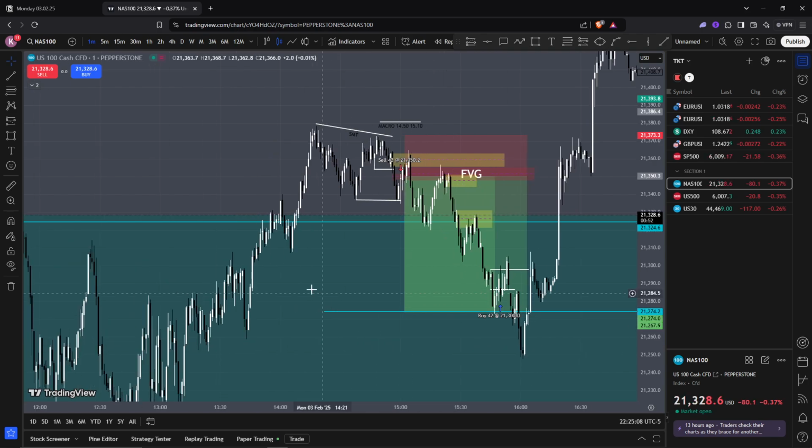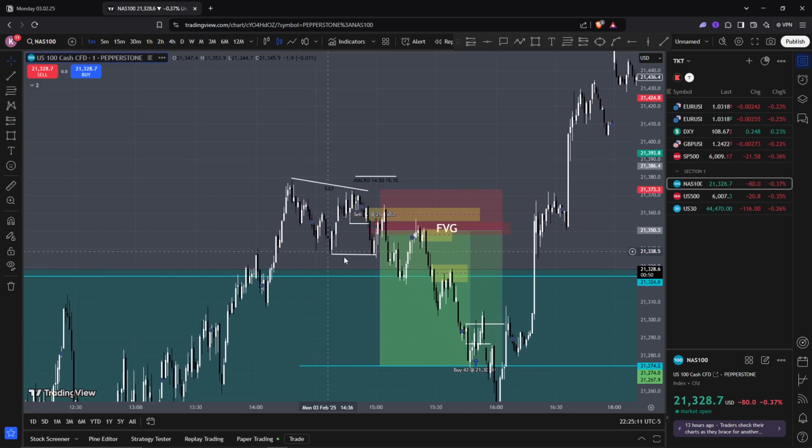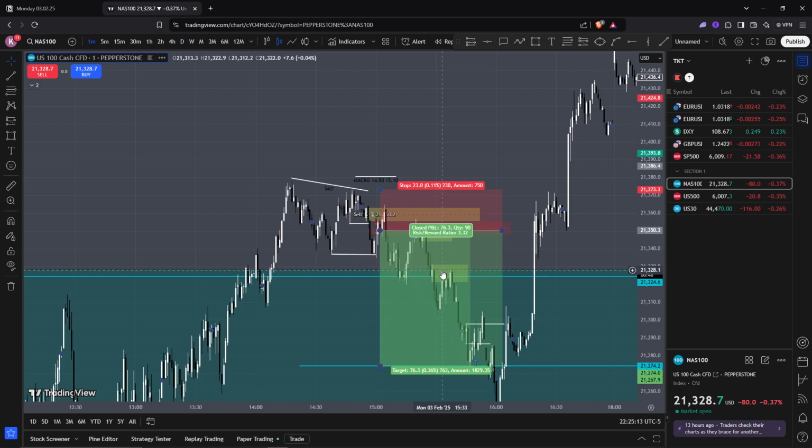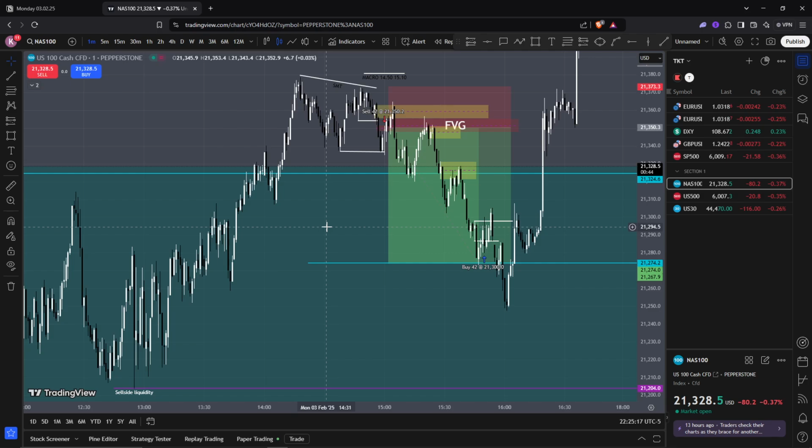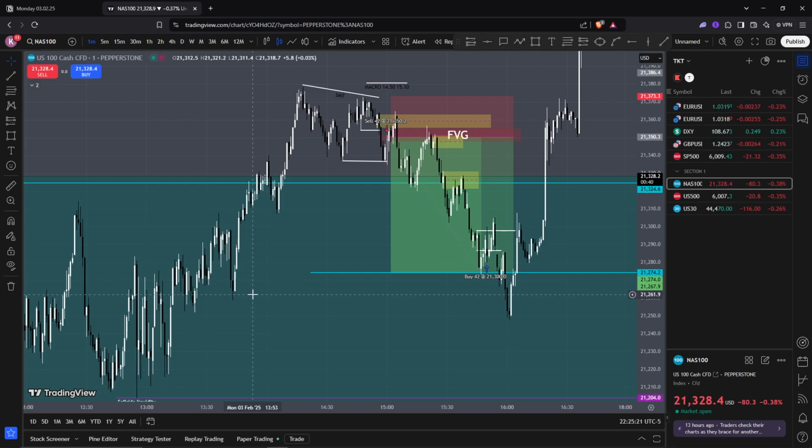So here what happened? It took a liquidity to the upside, and then in the last hour of trading, at 15, it went to take the liquidity on the opposite side that it didn't take. So this one. So that was a good trade. Even in bad market conditions, we can take a good trade if you follow your plan and you trust it. So that was it, and peace.